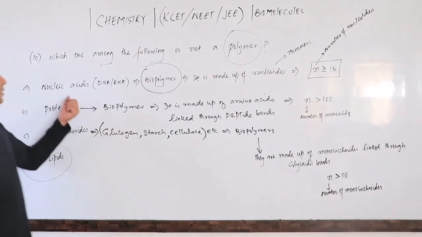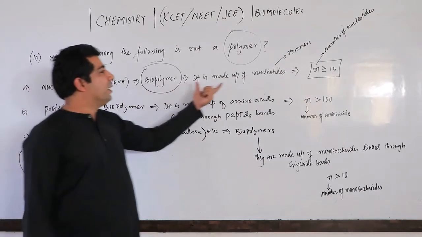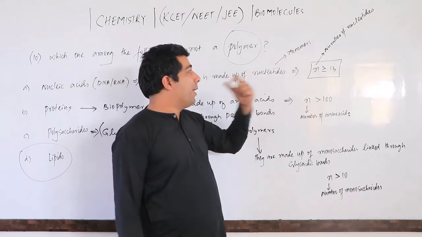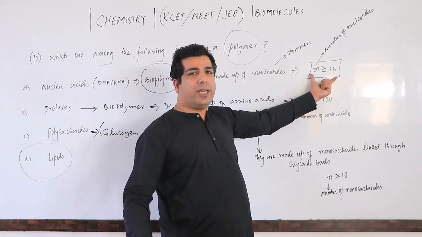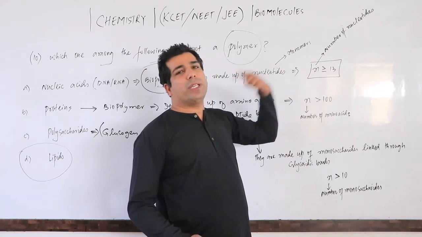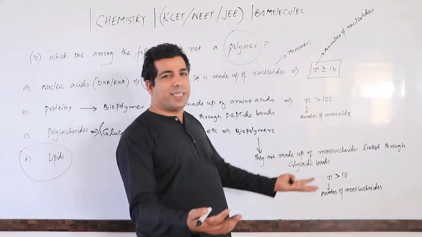Now if you look at the nucleic acids, you have DNA and RNA, it's a biopolymer. It's made up of nucleotides. So nucleotides are the monomers here. And the number of nucleotides in a particular DNA or RNA, or nucleic acid, should be either equal to 13 or more than 13, like 100, 1000, 5000, 6000, like that.